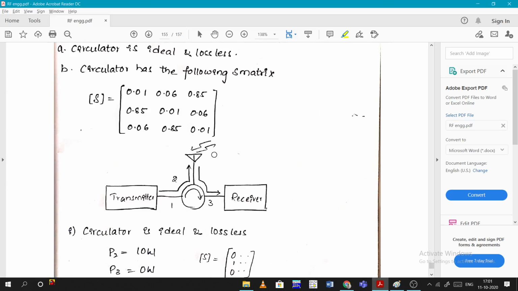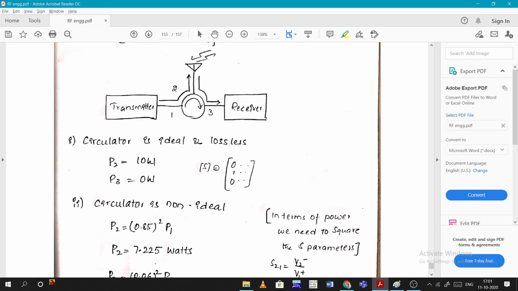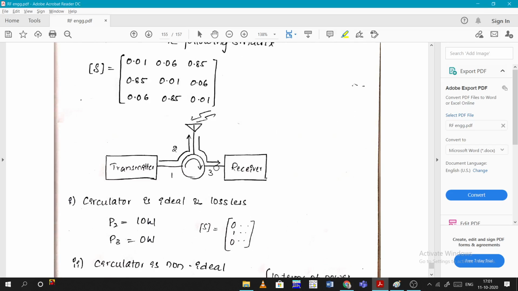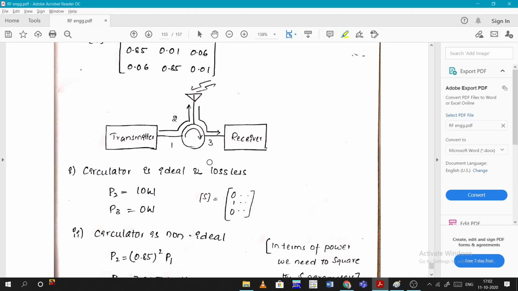So this is the circulator given, and this is like a radar and a transmitter. The circulator is ideal and lossless. If they say it is ideal and lossless, what will we do? The S matrix will be the normal S matrix we studied. Generally we take it as clockwise, so the normal clockwise matrix with 0, 1, 0 like that.